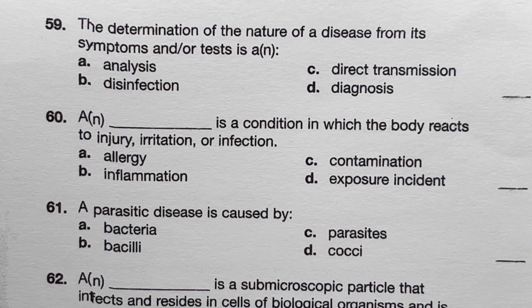Number 61. A parasitic disease is caused by A, bacteria, B, bacilli, C, parasites, D, cocci. The correct answer is C, parasites.